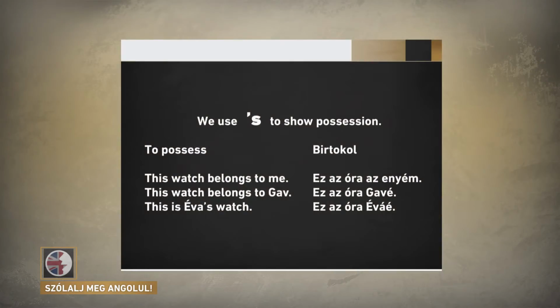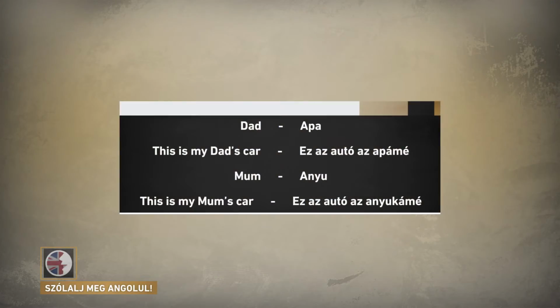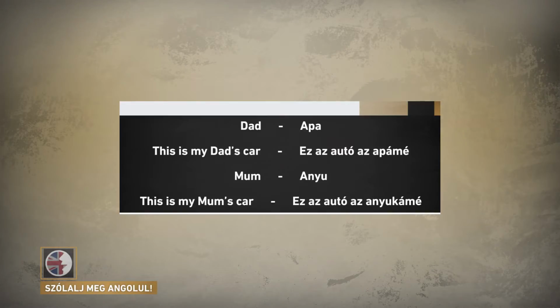Okay, good. Now let's learn some more about the possessive apostrophe S. We know that with a singular idea, we write apostrophe S. This is my dad's car. This is my mum's car. Now, what about the plural? Well, if it's plural, we put the apostrophe after the noun.